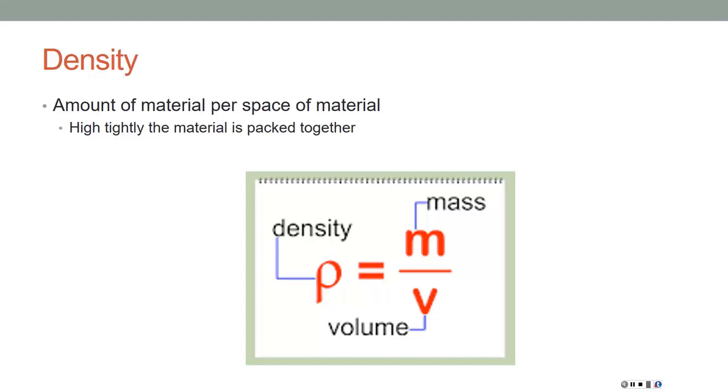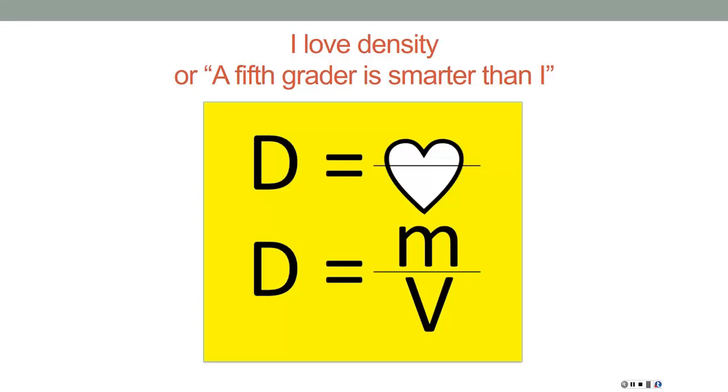Now, to help us remember that, when I was learning it, I just remembered mass divided by volume. Then I was talking to a family friend of ours, their daughter, she was in the fifth grade or something, and she said, it's easy to remember, you just have to love density. And I said, what are you talking about? Now, granted, I'm a scientist, so I don't know that I necessarily love density. But she says that's how she learned it.